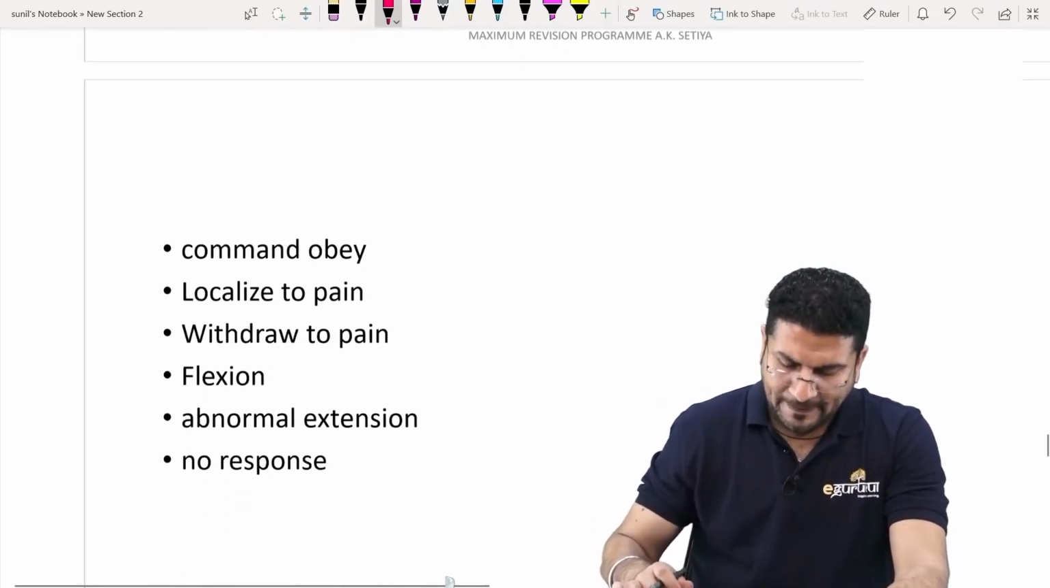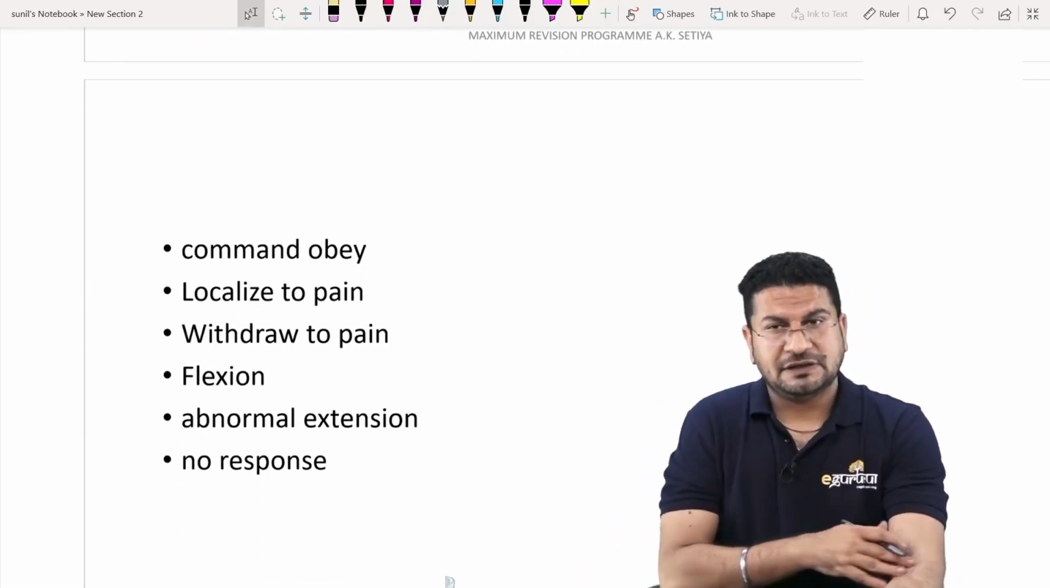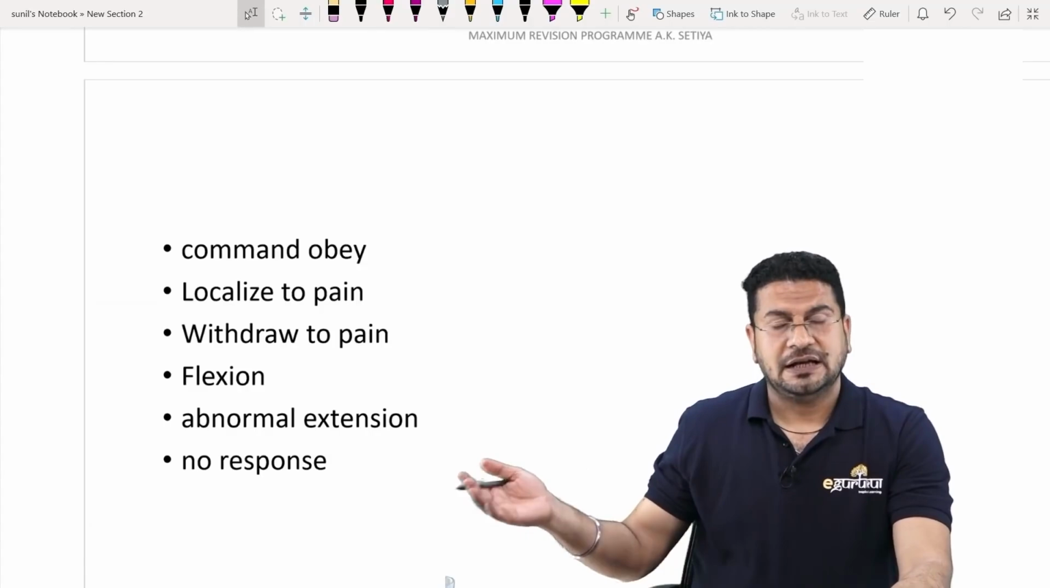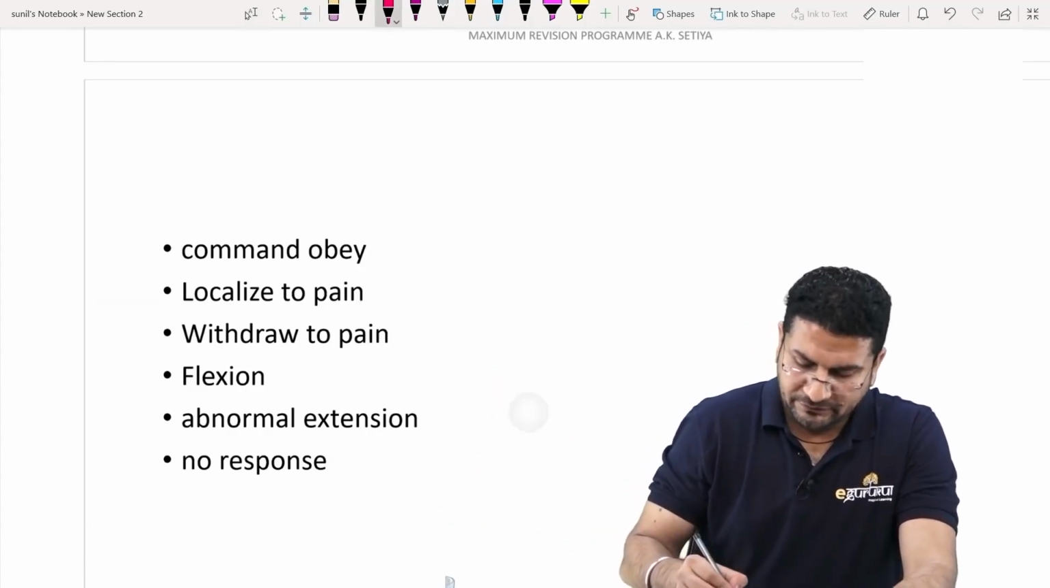Okay, let's see how to remember the motor component. You ask the patient to elevate the right arm, patient is elevating, we give a score of 6.